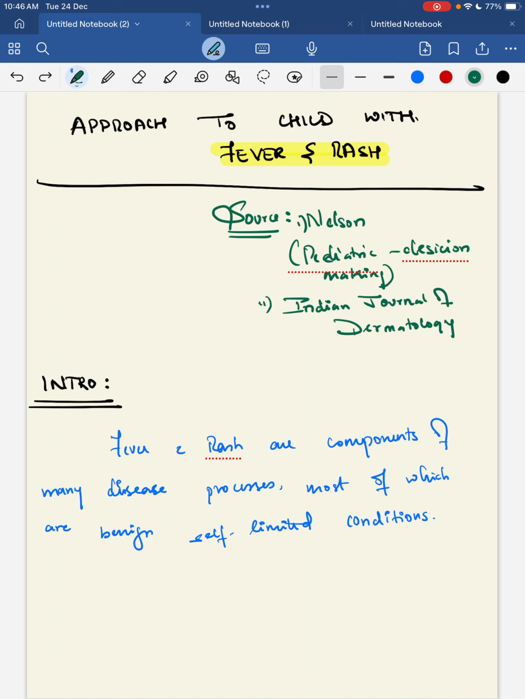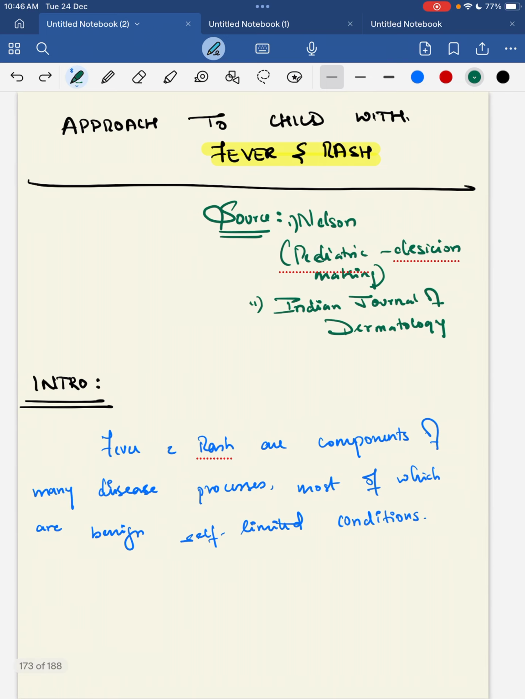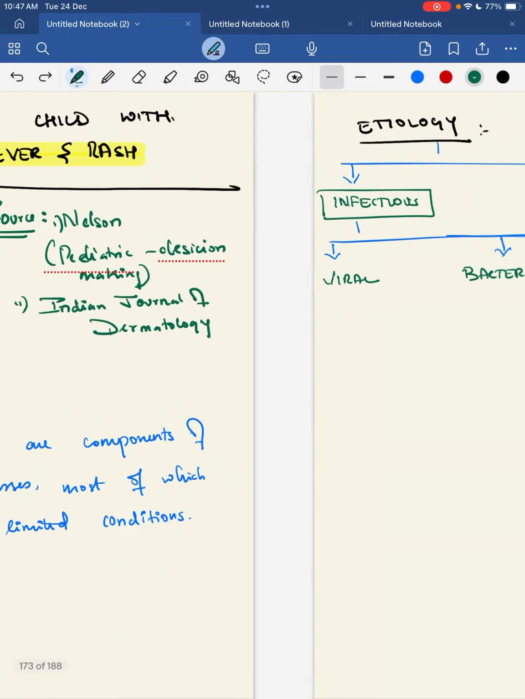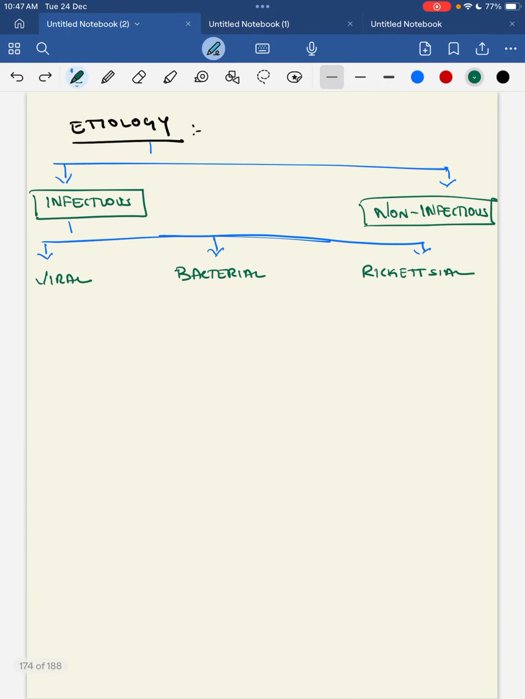Fever with rash are components of many disease processes. Most of them are benign, self-limited conditions only. Here we have etiology. The etiology can range from infectious and non-infectious agents and are included in the differential diagnosis. In infectious we have viral, bacterial and rickettsial causes.